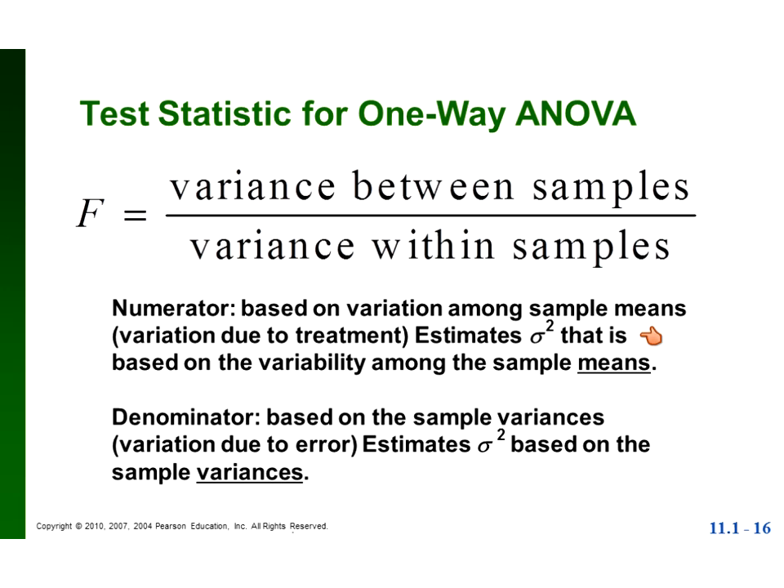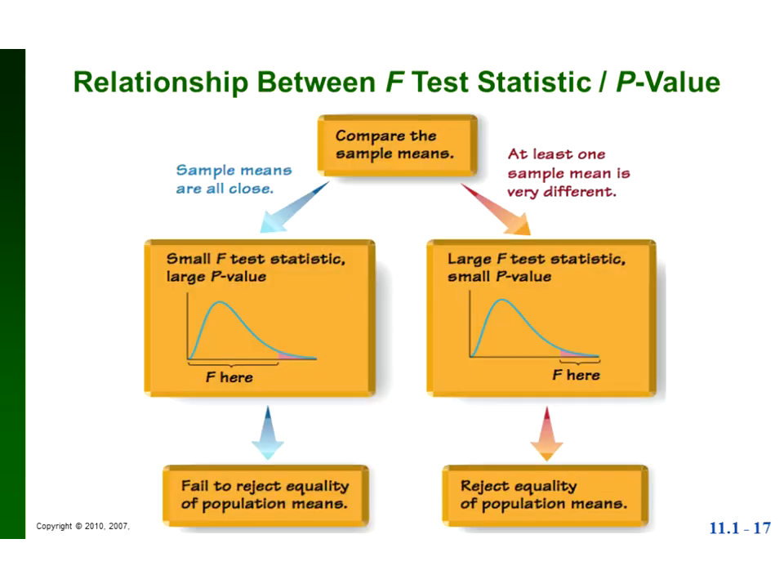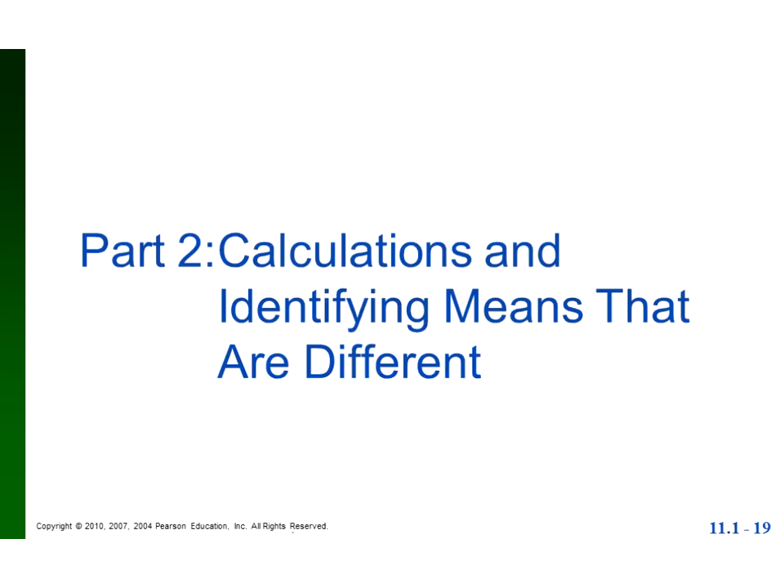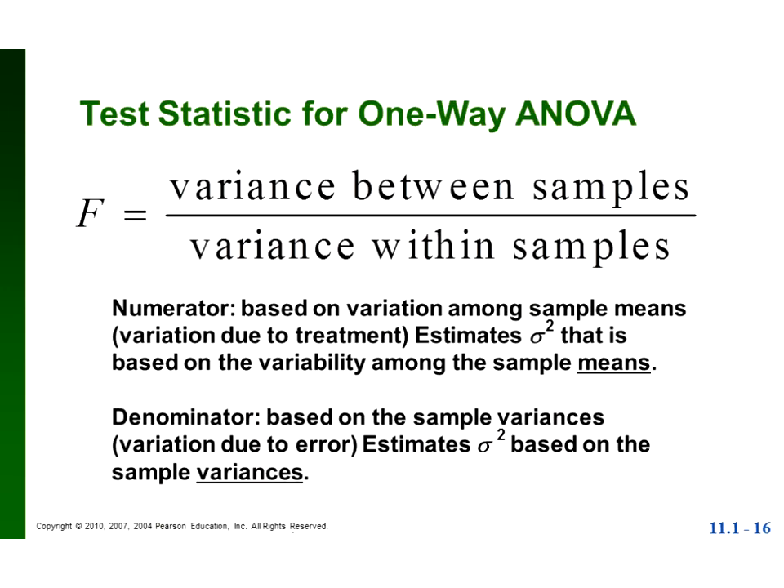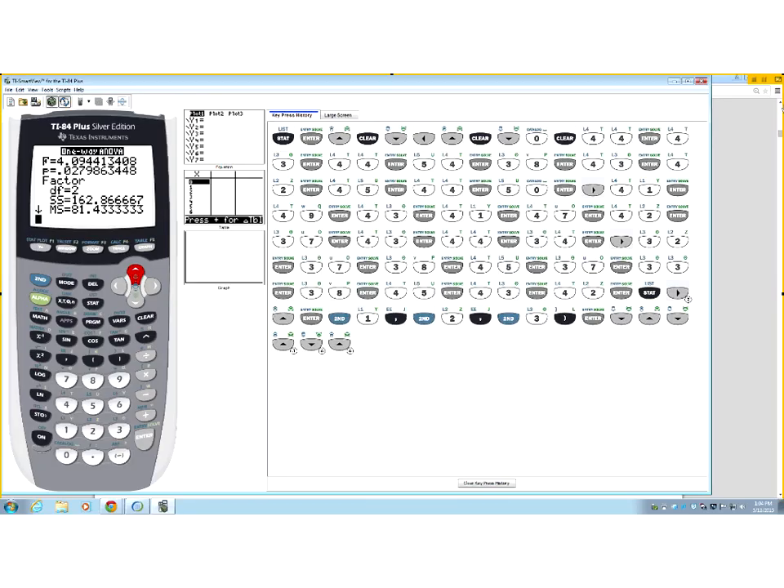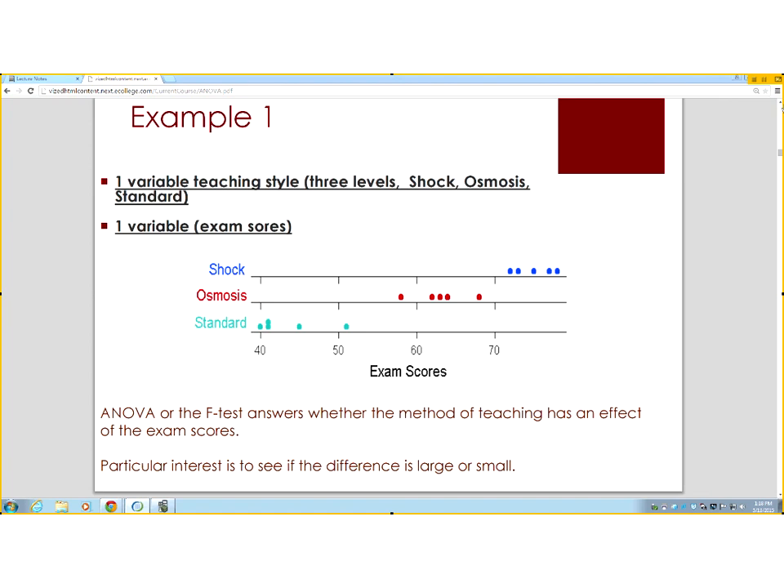Okay, so let me go ahead and take you to another screen. All right, so I'm going to stop there. Let me take you to another screen. My goal here is to just try to explain what variance between samples and variance within samples mean. So I'm just trying to explain that ratio.